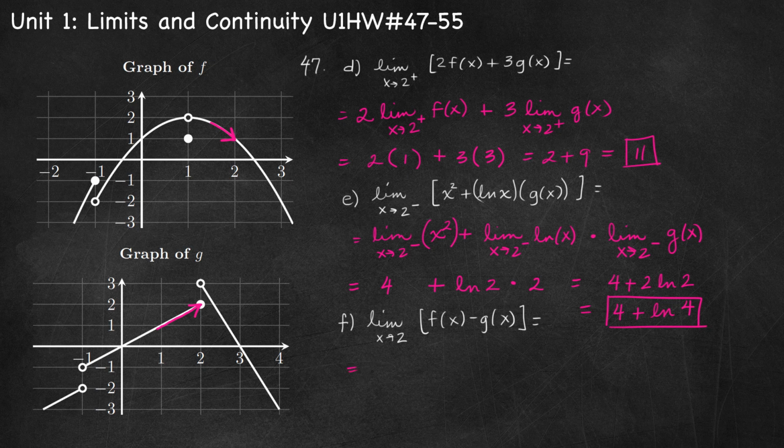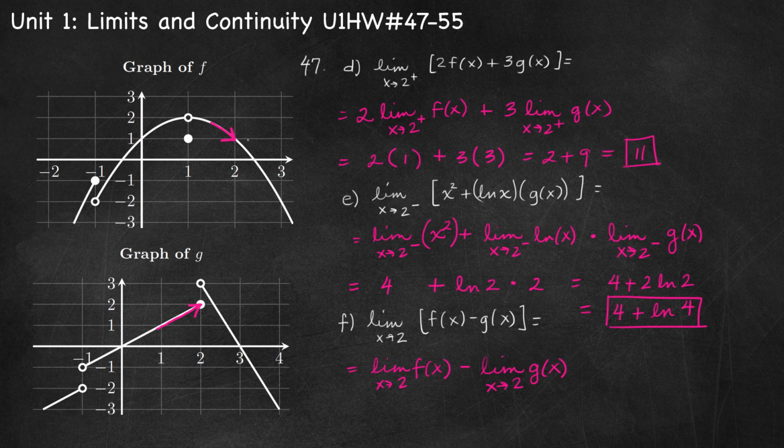And part F, the limit of f minus g as x approaches 2. So we can rewrite this limit as the limit as x approaches 2 of f of x minus the limit as x approaches 2 of g of x. Now this is a two-sided limit, so we have to check from both directions.